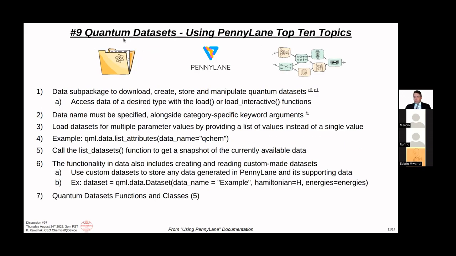And then this is what really interests me. Medical image analysis is what I've done a lot with, and I've used some of their models and demos and all this kind of stuff, but it uses classical data. Now, what they say here is you could use the data subpackage, it's lowercase data, to download, create, store, and manipulate quantum datasets and access data of a desired type, load interactively, these types of things. And as it makes sense, you don't have to do the whole thing. So you can do multiple parameter values and get snapshots on these types of things.